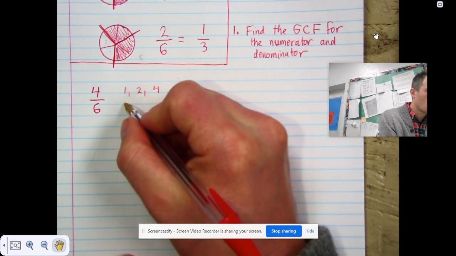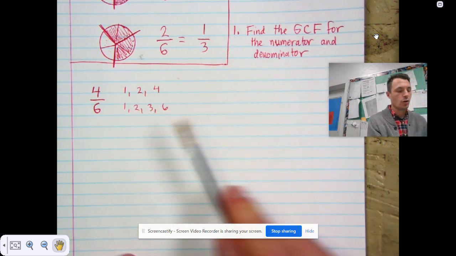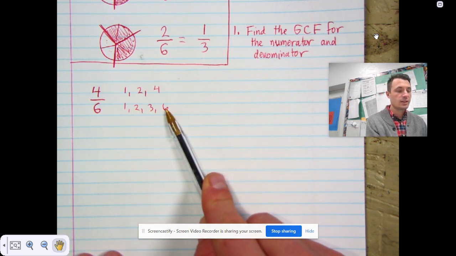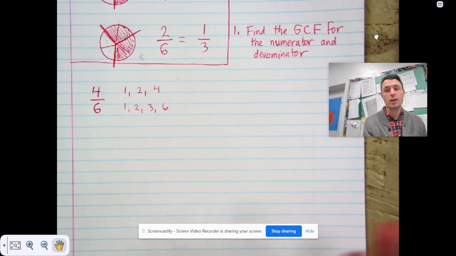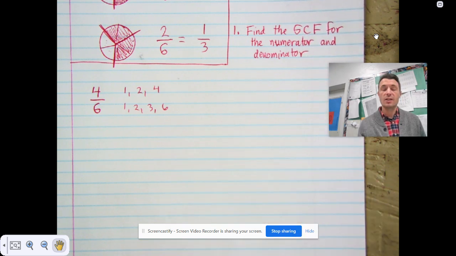The factors of 6 are 1, 2, 3, and 6. Those are the only numbers that can be multiplied together to equal 6. 1 times 6 is 6, and 2 times 3 is 6. Nothing else equals 6. So we're looking for the GCF, or the greatest, that means biggest, common factor.